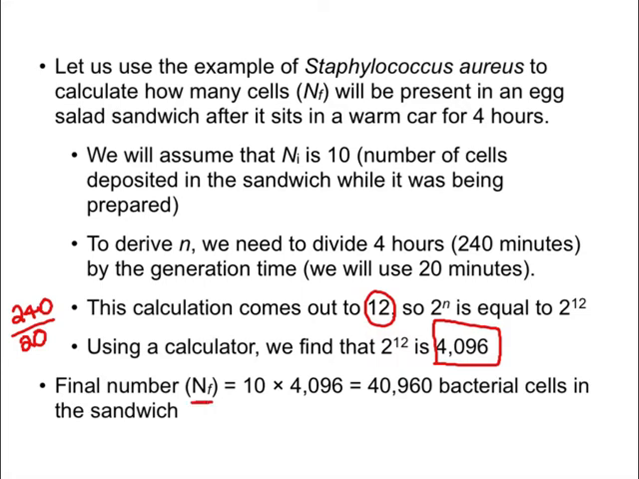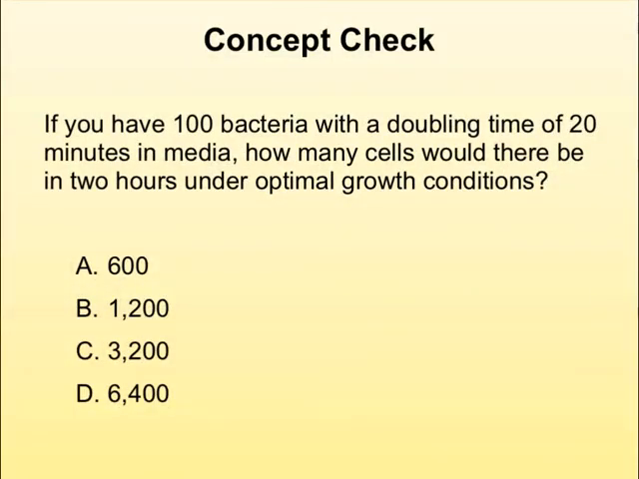N_F equals N_I, which was 10, times 2 to the number of generations, which we said is 2 to the 12. And we end up with 40,960 bacteria in the sandwich after leaving it in the car for 4 hours. Now you can do one of two things. Make sure that the preparation of your sandwich is absolutely aseptic, or don't leave it in the car for 4 hours. Let's have a quick concept check.